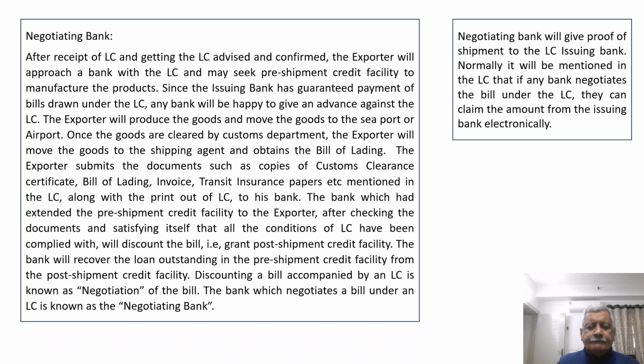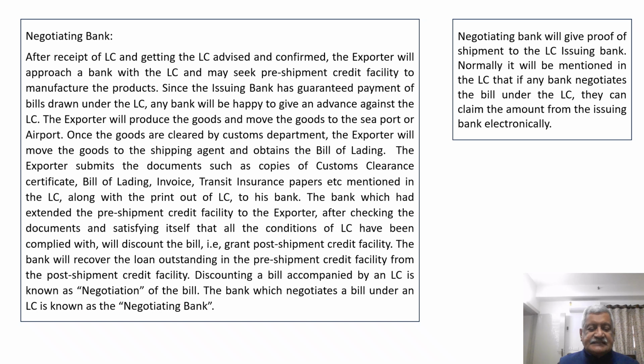The exporter will produce the goods and move them to the seaport or airport. Once the goods are cleared by the customs department, the exporter will move the goods to the shipping agent and obtain the bill of lading. A bill of lading is nothing but the freight receipt. The exporter then submits the documents mentioned in the LC, such as copies of the customs clearance certificate, bill of lading, invoice, transit insurance papers, etc., along with the printout of the LC to his bank.